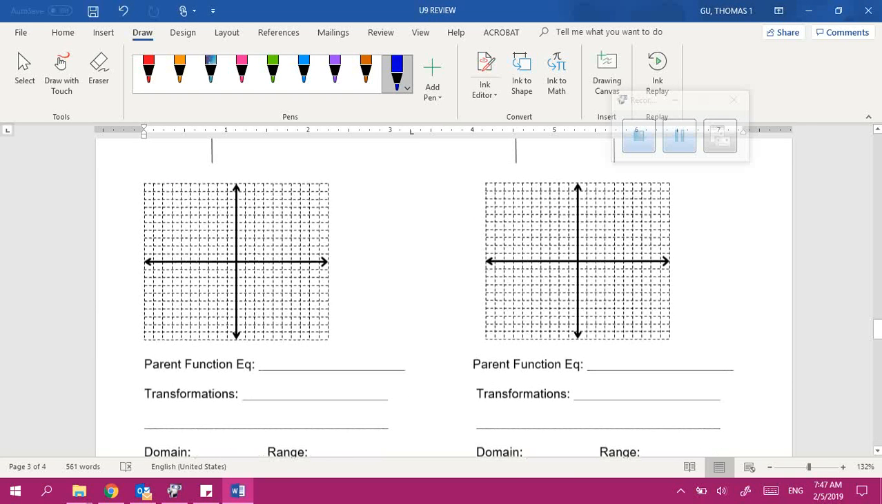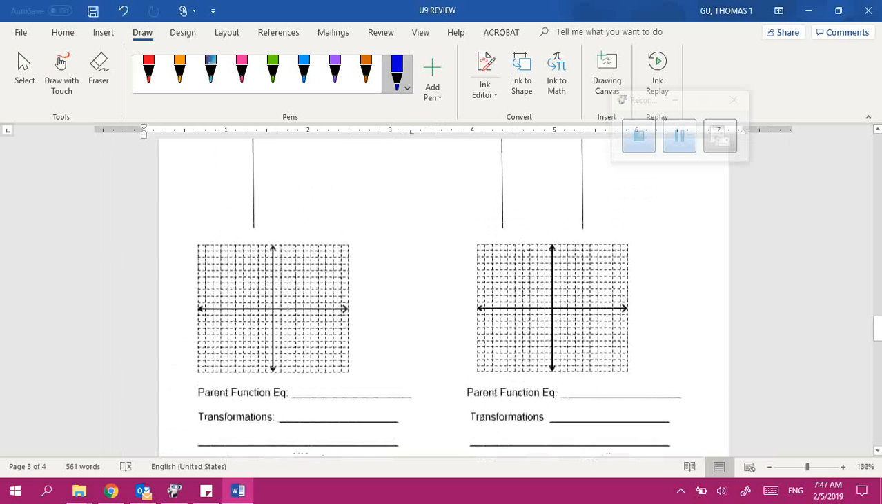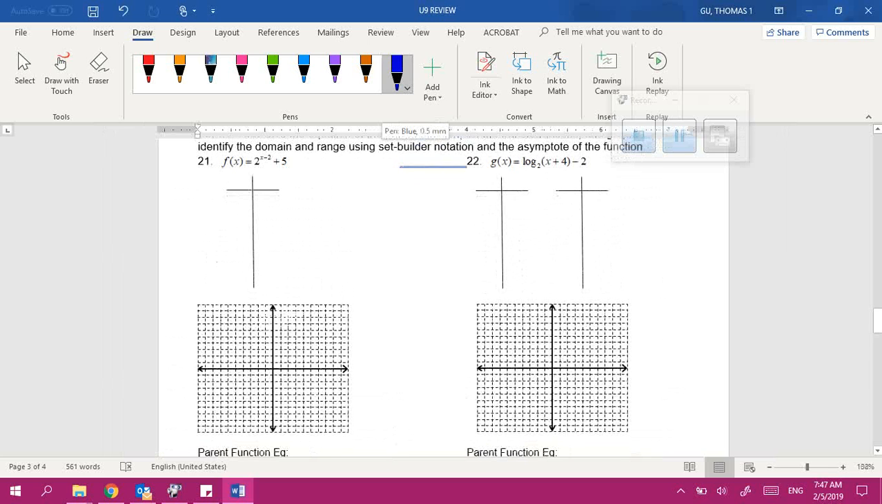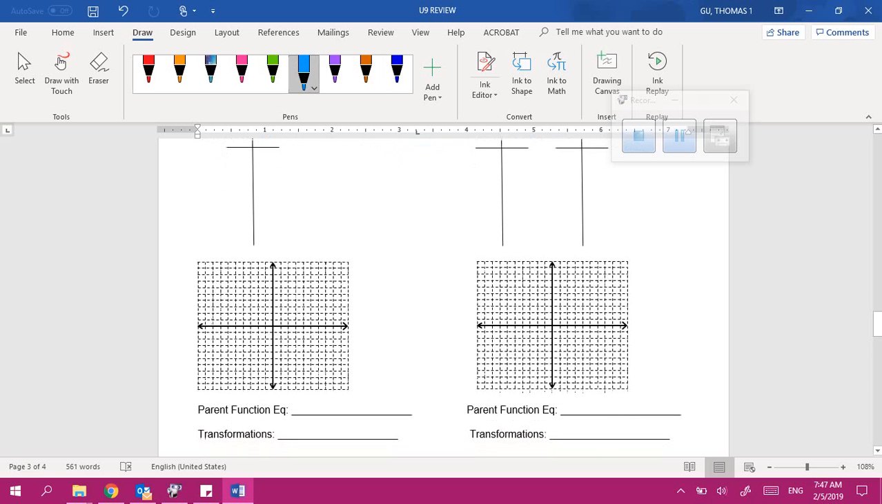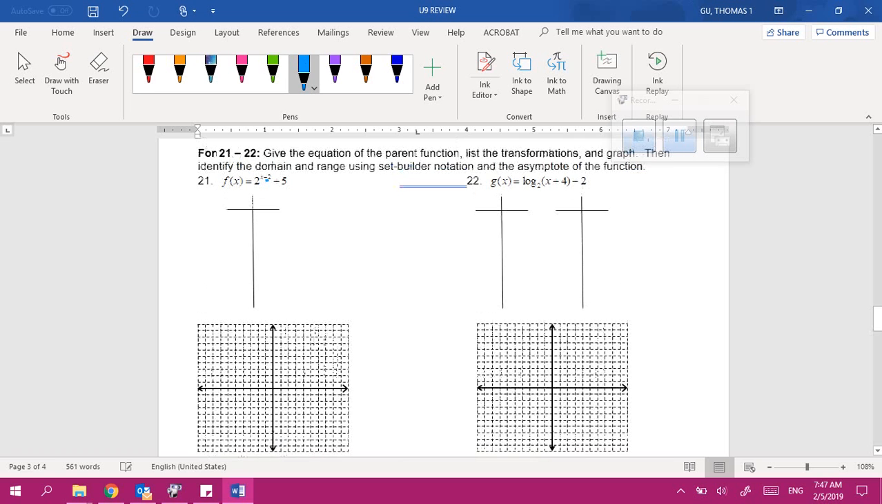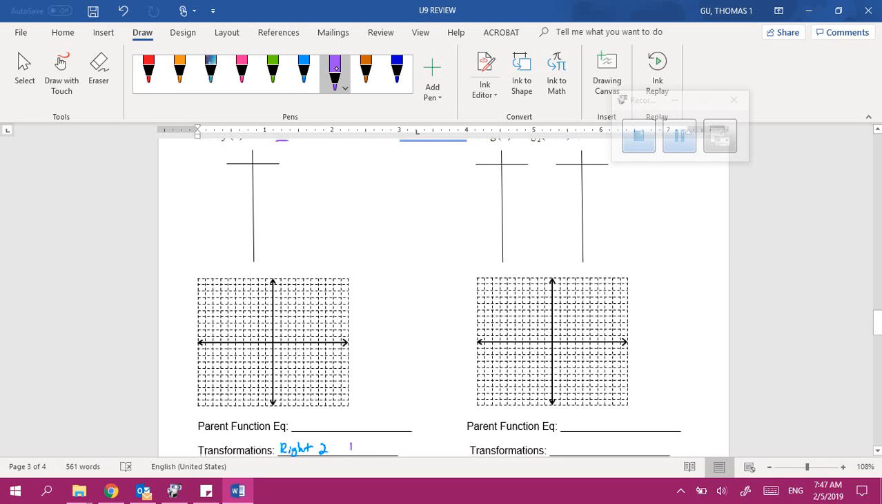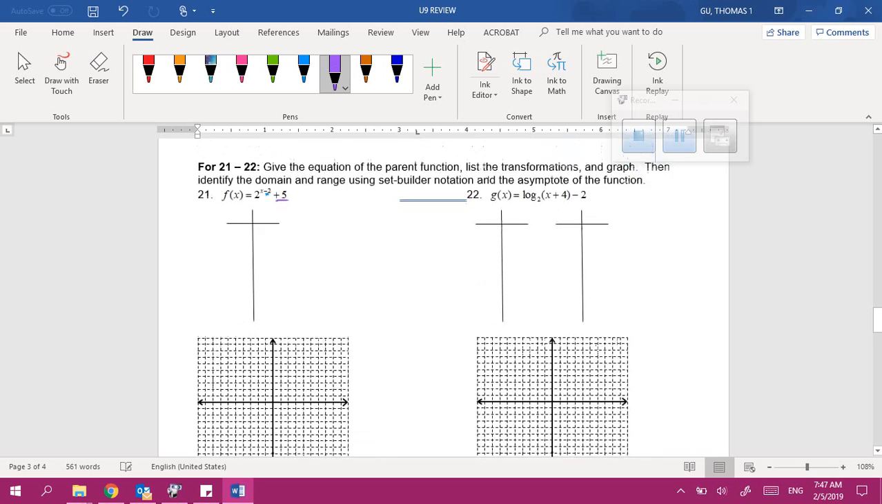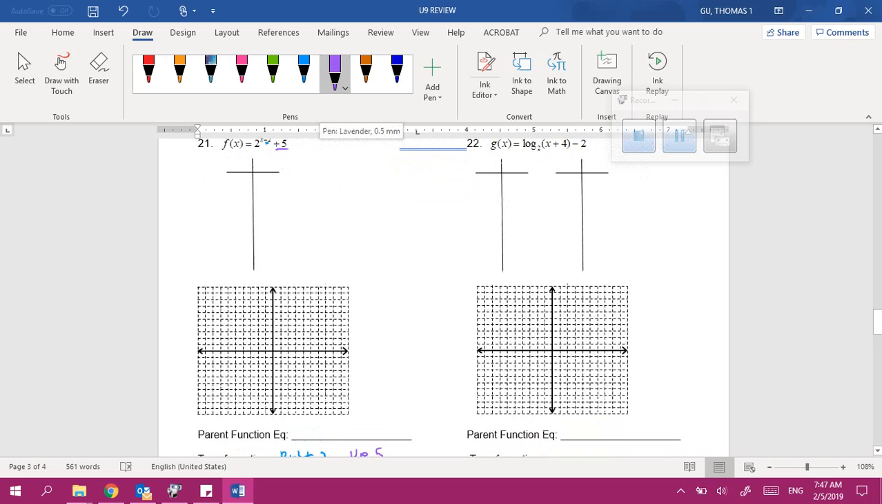Okay, transformations down here. What are the two transformations that you see in 21? Right 2, right. This minus 2 from the x is telling you to go to the right 2. And then the plus 5 at the end tells you that's up 5. Okay, so right 2, up 5.